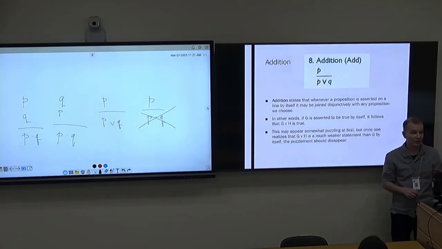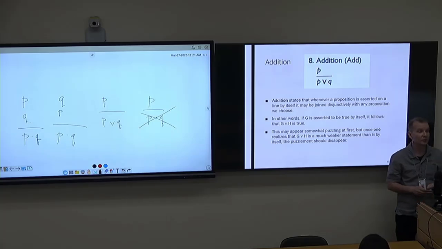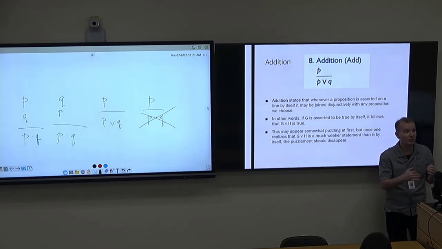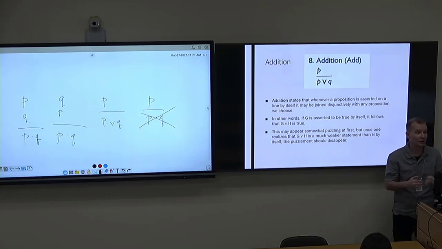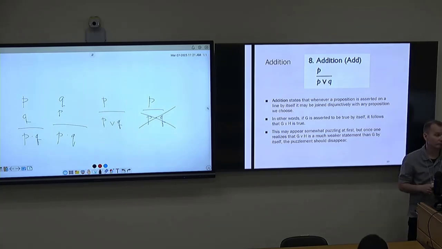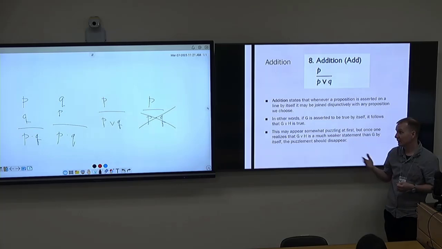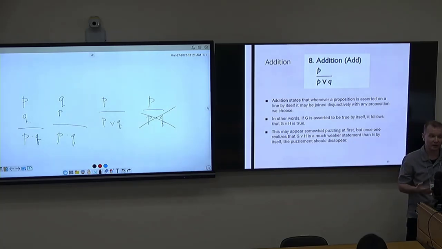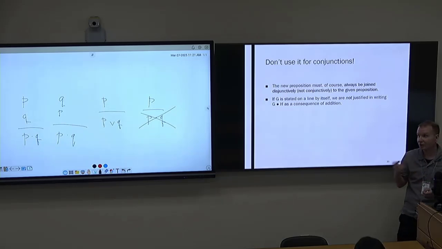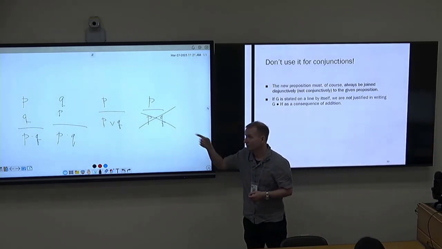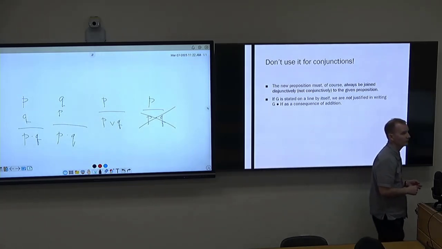So addition just states that whenever a proposition is asserted on a line by itself, it may be joined disjunctively with any proposition we choose. If G is asserted to be true by itself, it follows that G or H is true, even if we never had H. Maybe somewhat puzzling at first, but like I said, if you actually think about it, you'll see that that is a proper step. It is allowed. But don't use it with conjunctions. That is not allowed. So only disjunction.